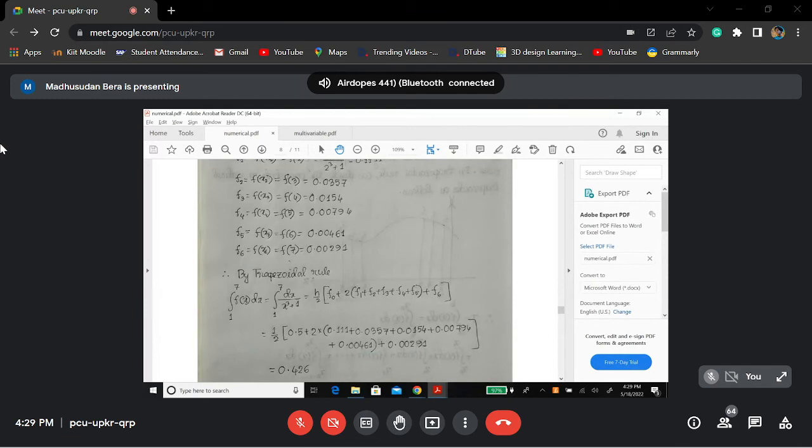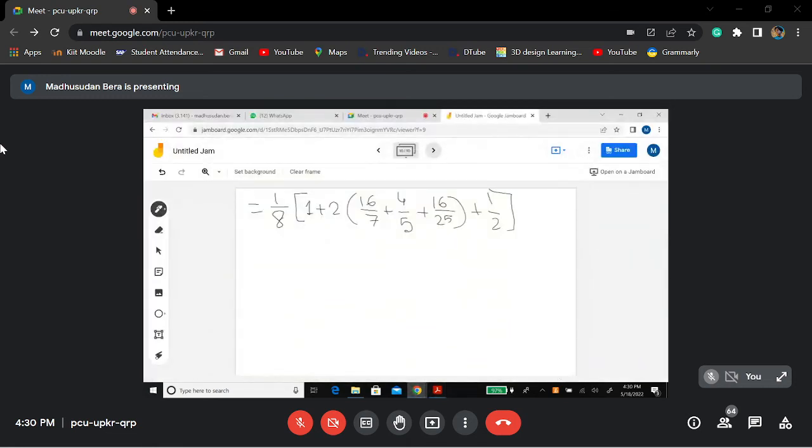Then another thing, that is Simpson one-third rule. So what is that? In trapezoidal rule, we are taking only one subinterval. See, what we are basically doing. So I am going to Simpson one-third rule.